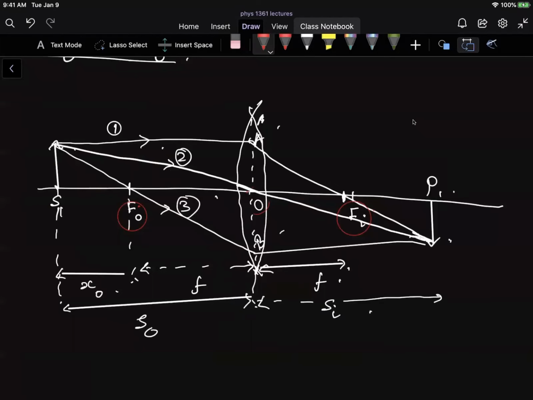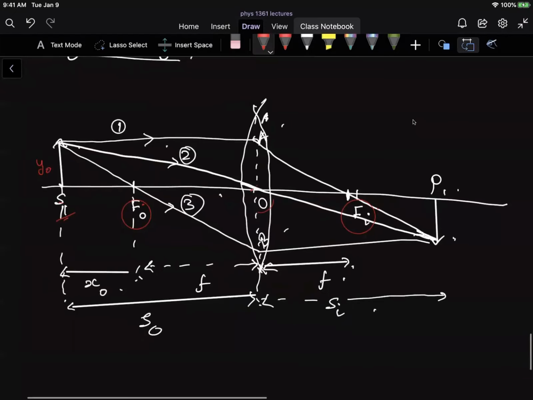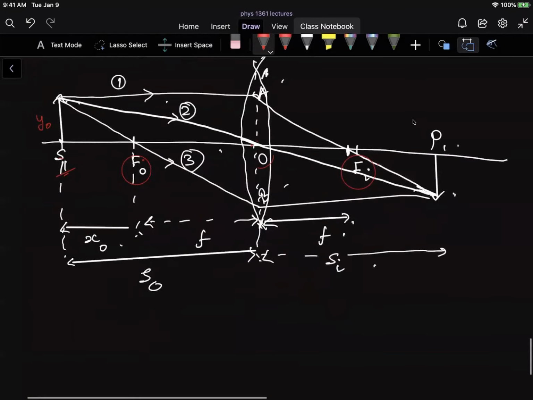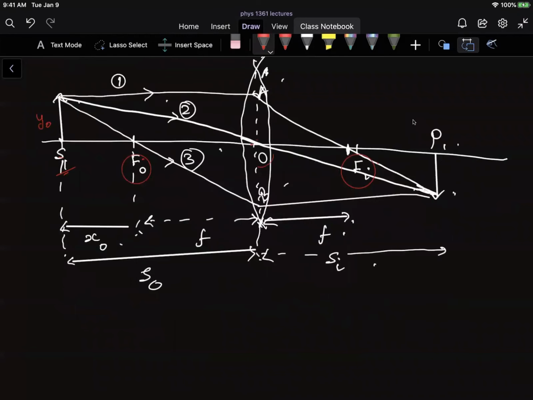And now here we have the object S1 over here, and we are going to trace, and the object S1 has a height which I'll call YO, which is above the optical axis. And as usual, the convention is SO is going to be positive, SI is going to be positive, because SO is to the left of the lens, SI is to the right of the lens, so those are both positive.